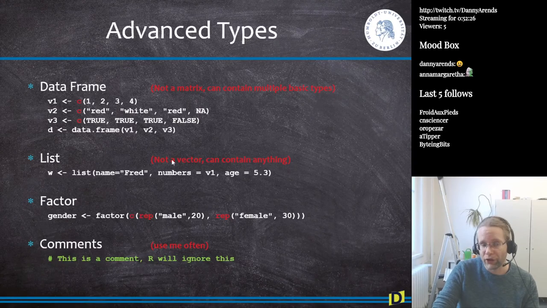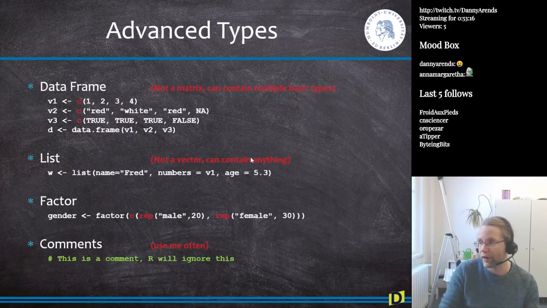So a list is very similar to a vector. Again, it's just a list of things, but it can contain anything, right? So every element of the list can have a different class or can have a different type. So here I'm making a list. The first element of the list is a named element, and it contains a character called Fred. Then the second element of this list is something which is called numbers. And this has not a single number, but this is vector V1. So the second element of the list contains a vector which is of length 4. We can also say, for example, the third element is called age, and it has the value 5.3. So a single numeric value.